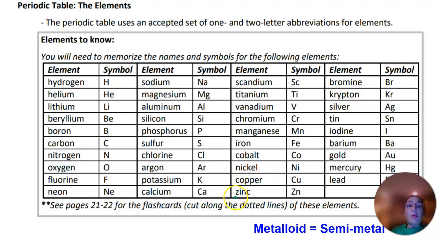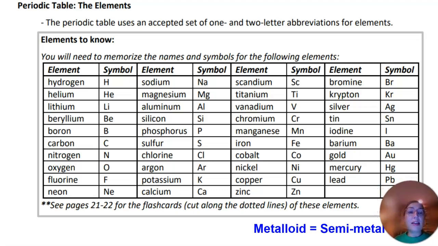So for our periodic table of the elements, what do we need to know? Okay, so it uses an accepted set of 1 and 2 letter abbreviations for elements. So some elements like hydrogen have just H for abbreviation. Then helium has He. So we do uppercase H and a lowercase e. And we really work on making sure that the first letter is uppercase and the second letter is lowercase.